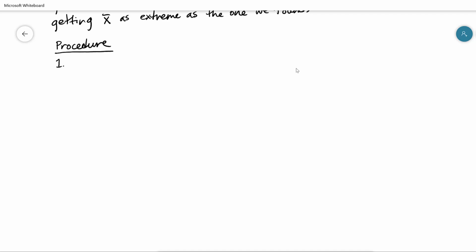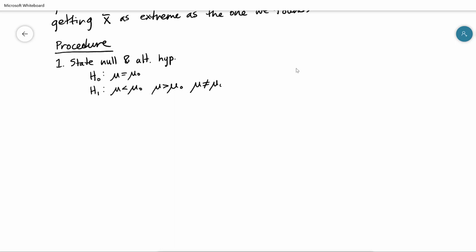Step number 1, we need to state the null and alternate hypothesis. And so it's going to be H naught says that mu is equal to some value mu naught, and the alternate hypothesis can take one of several forms. It could be mu less than mu naught, it could be mu greater than mu naught, or it could be mu simply not equal to mu naught. And these are, again, the way that I've written them, the left-tailed, right-tailed, and two-tailed versions of that alternate hypothesis. One of those will be the form that we use.